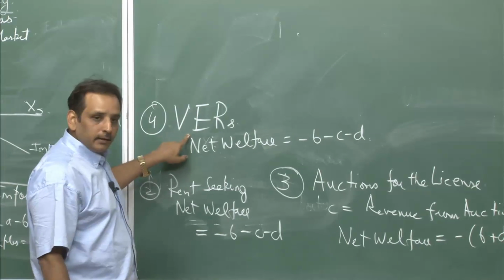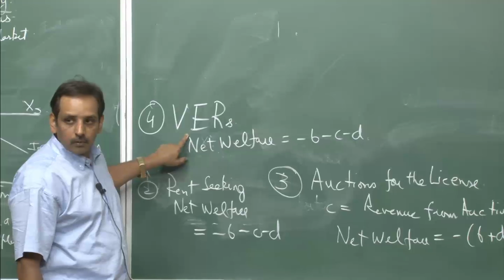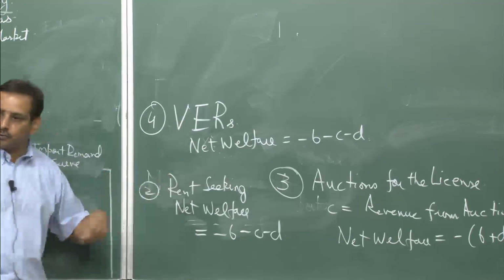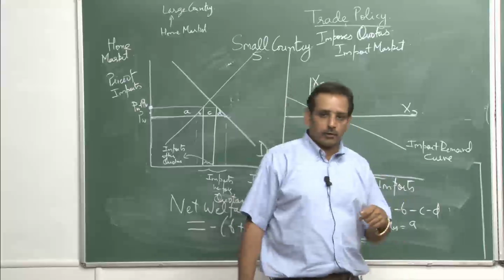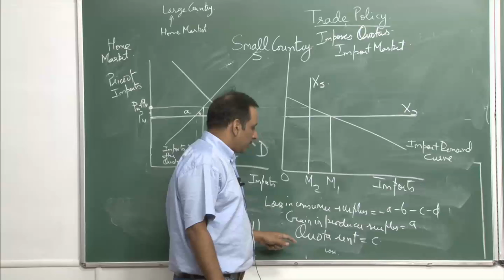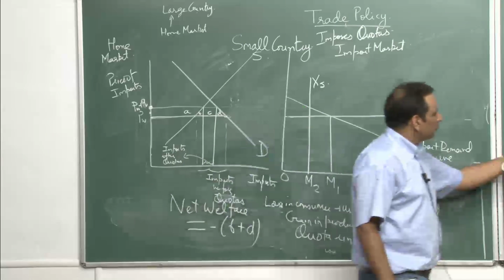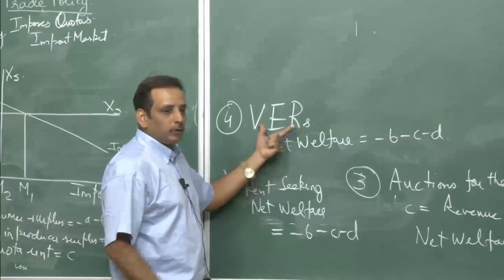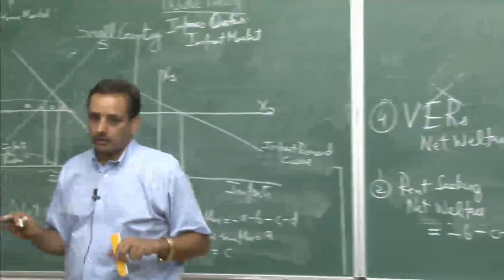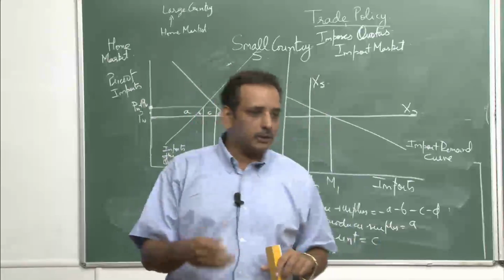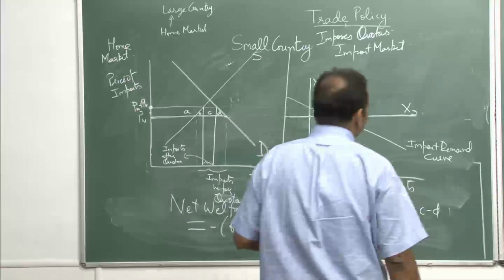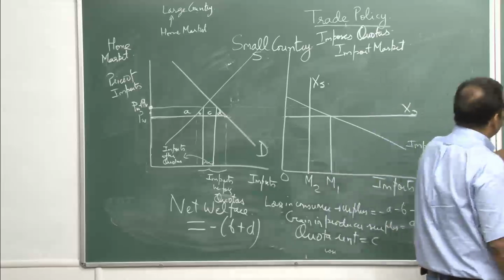So then under the WTO rule now, that rule was never there in the 80s, so they could afford to do it. The US could do it. They could give the quota licenses to the foreigners. So now under the WTO rules, VERs are not allowed at all, because they tend to reduce the welfare of the countries.